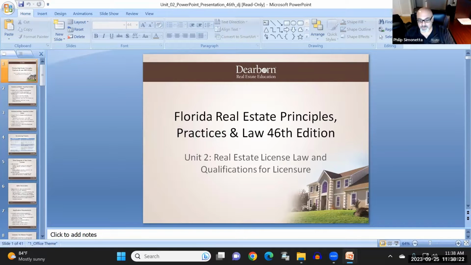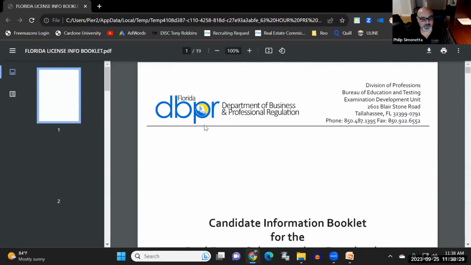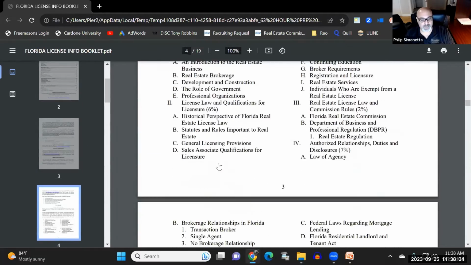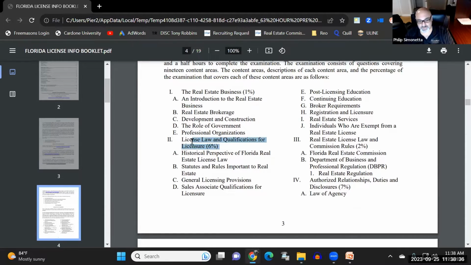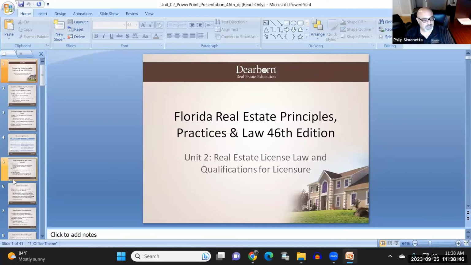Okay, now section 2, we want to go back and look at our booklet. Section 2 has 6 questions, and we have 41 slides. So section 2 is a little bit longer and has information you need to know, because 6 questions is a good amount of questions on the test, 6%.